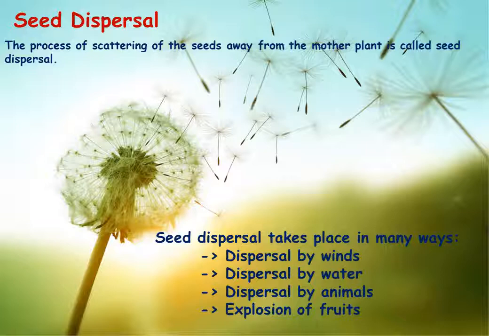You can see the picture of a cotton plant here. Not cotton plant, some kind of plant. In this case, all the seeds will be dispersed to long distances. And this dispersal is done in different ways: by wind, by water, by animals, and by explosion of fruits. We will see that in detail. So understand the definition of dispersal. The process of scattering of seeds away from the mother plant is called seed dispersal.